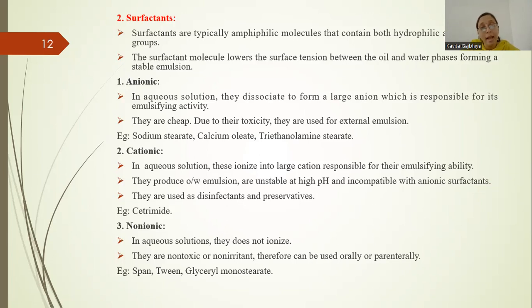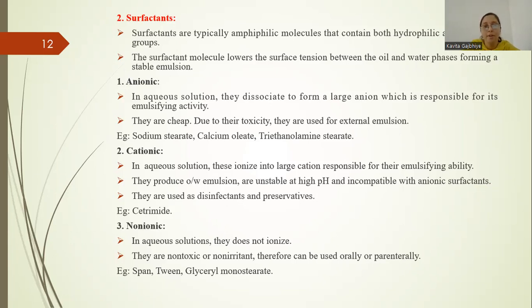Why? Because these are amphiphilic molecules. Surfactants are amphiphilic molecules, and they have both a hydrophilic as well as a lipophilic group. So these surfactant molecules are used because they lower the surface tension between oil phase and water phase, and your oil will immediately get dispersed in the water to form a stable emulsion. Now, there are three types of surfactant: anionic surfactant, cationic surfactant, non-ionic surfactant.